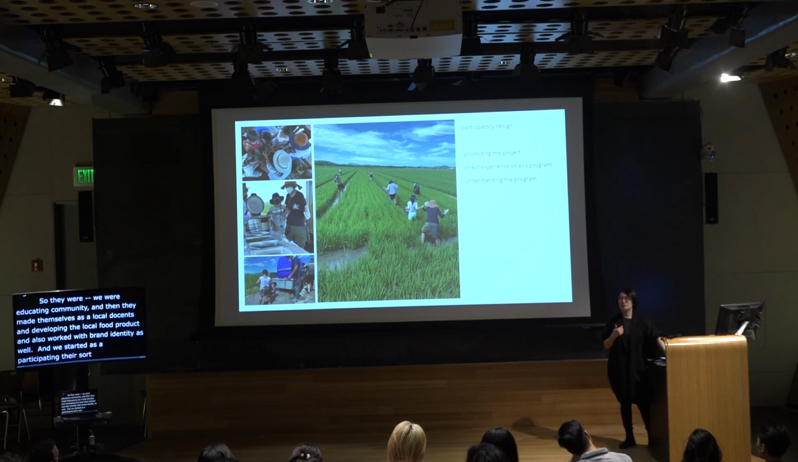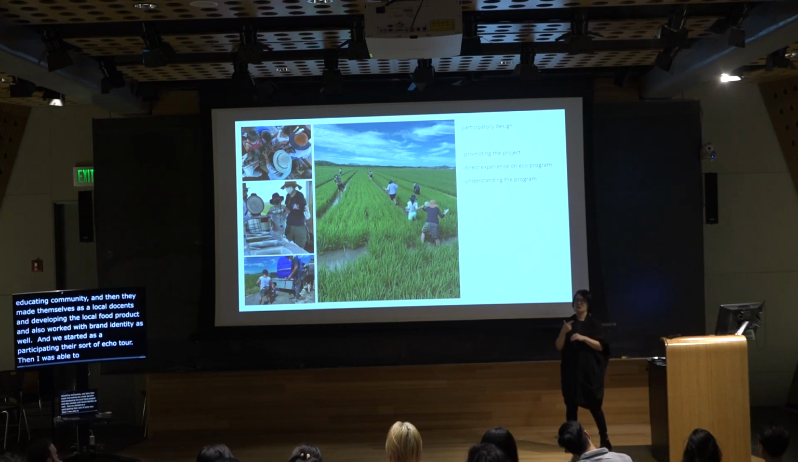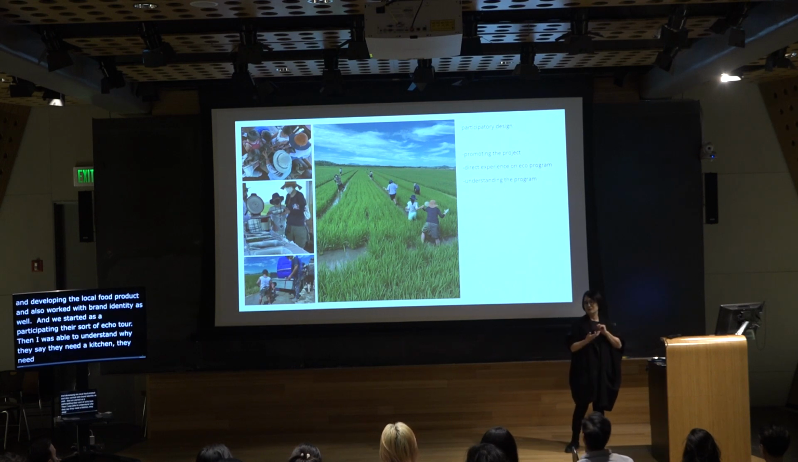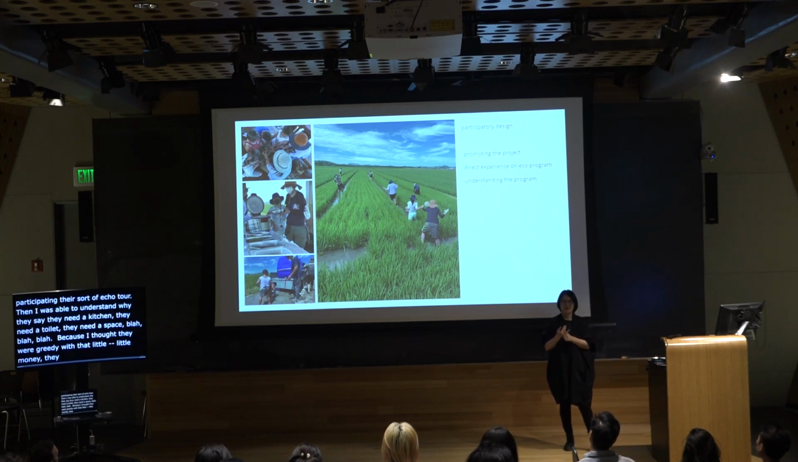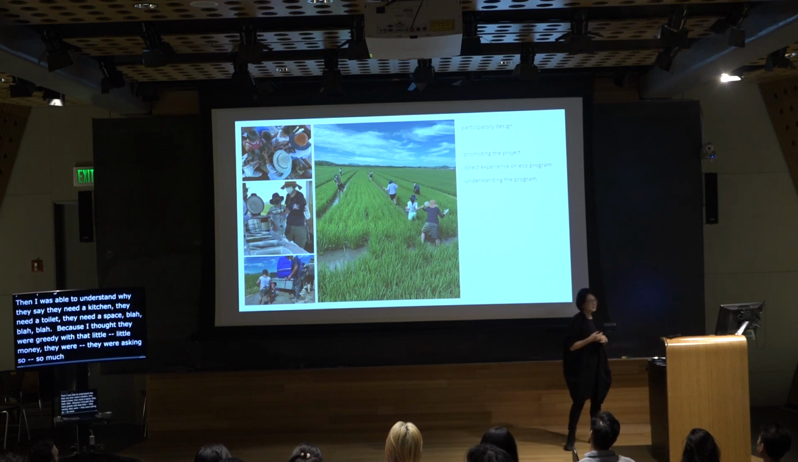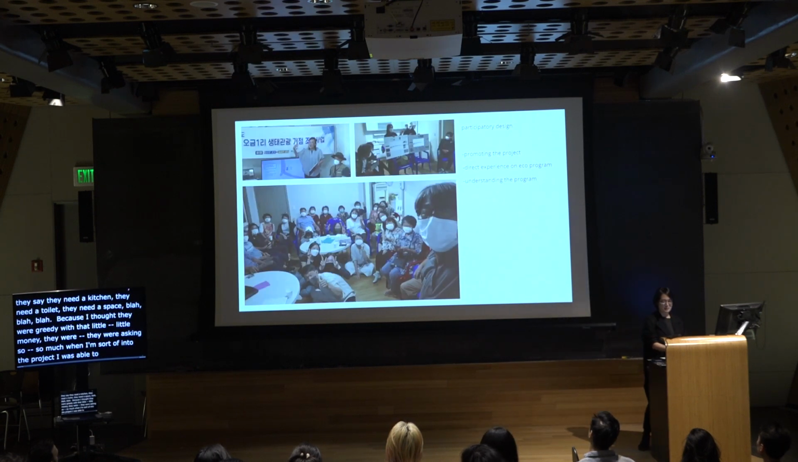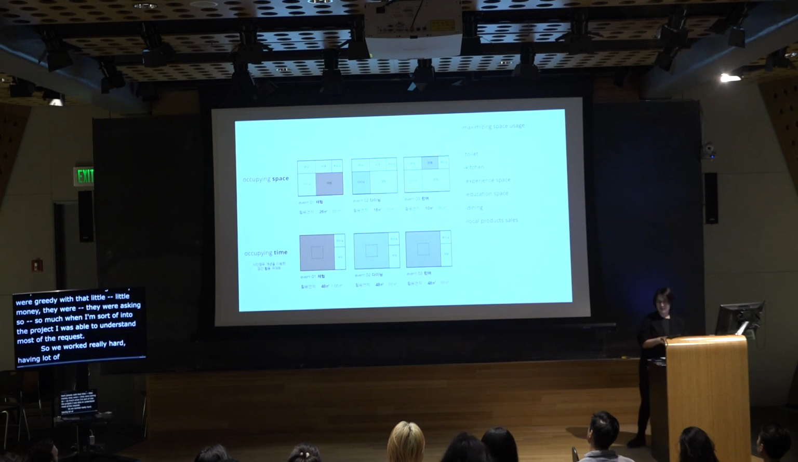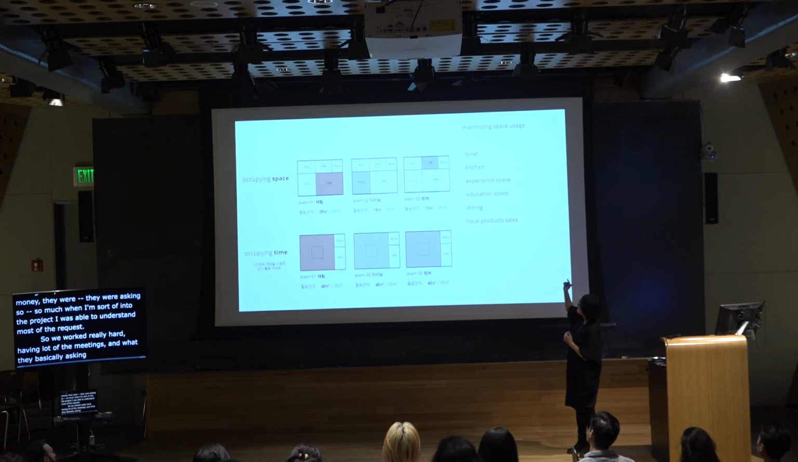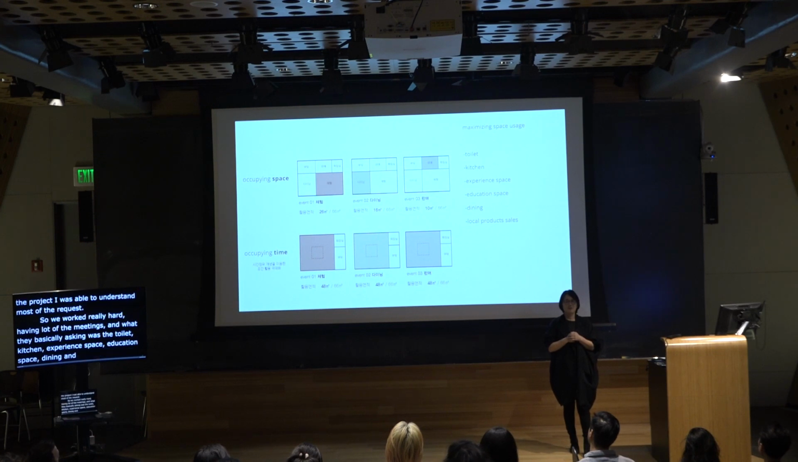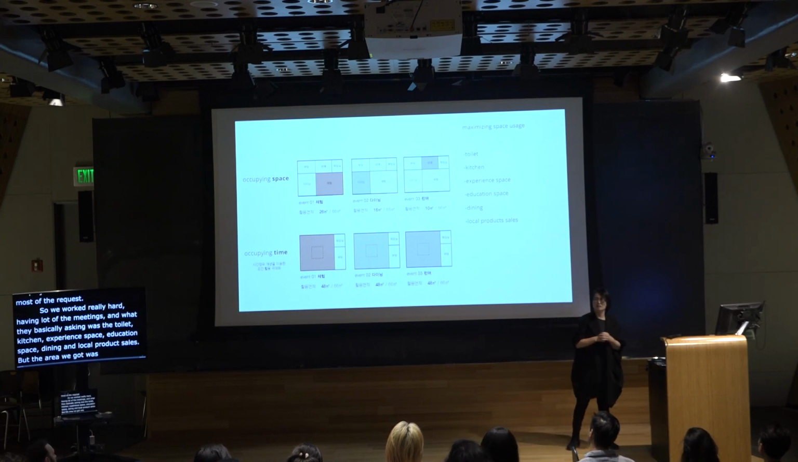Then I was able to understand why they said they need a kitchen, they need a toilet, they need a space, and so on. Because I thought they were greedy with that little money. They were asking so much. But when I got into the project, I was able to understand most of the requests. So we worked really hard, having a lot of meetings, and what they were basically asking for was the toilet, kitchen, experience space, education space, dining, and local product sales. But the area we had was only like 60 square meters.